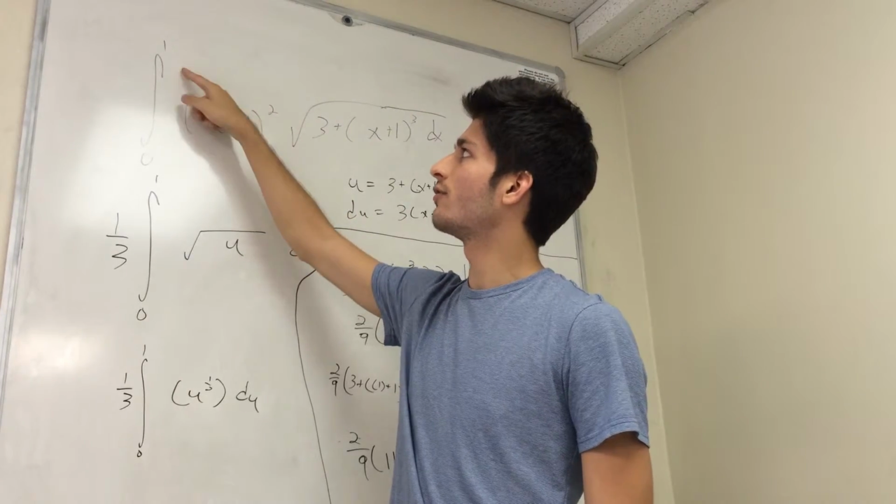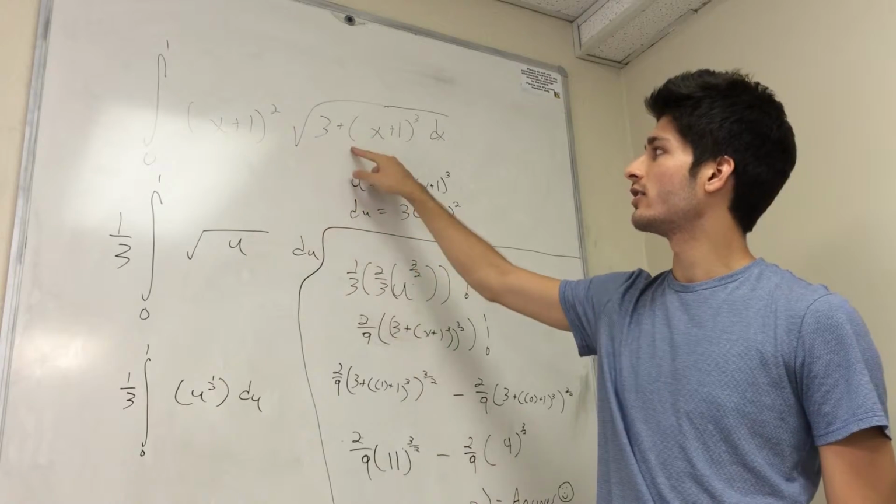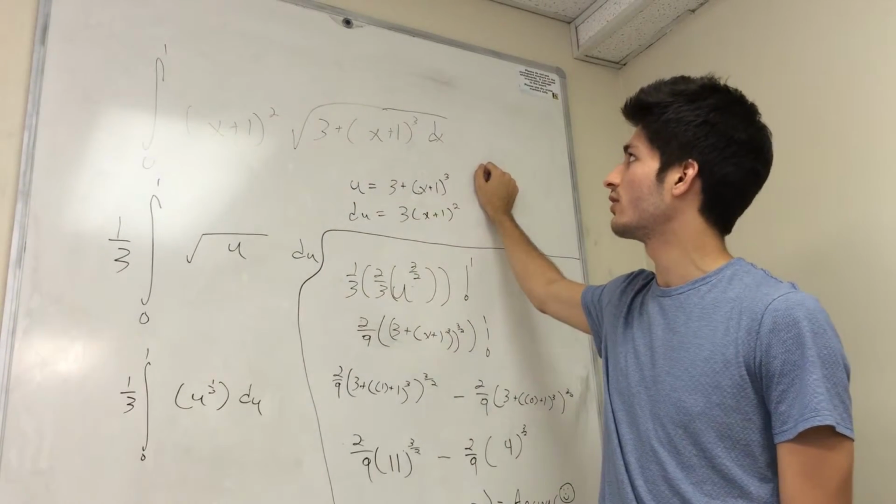We have the integral from the interval 0 to 1 of (x plus 1) squared times the square root of 3 plus (x plus 1) cubed.